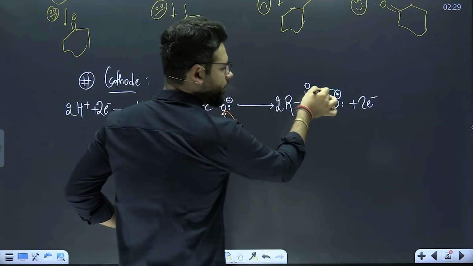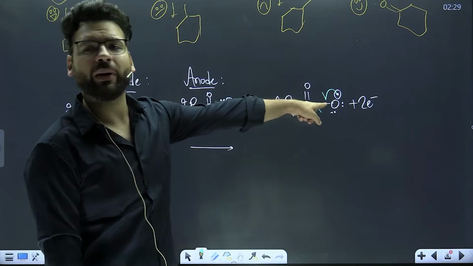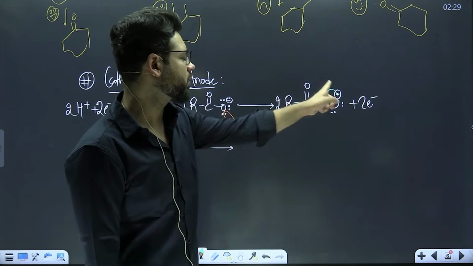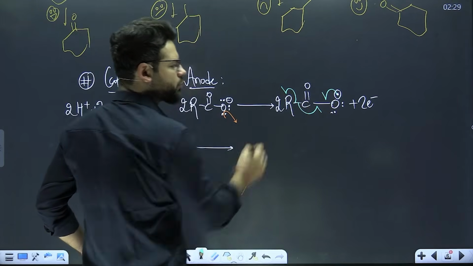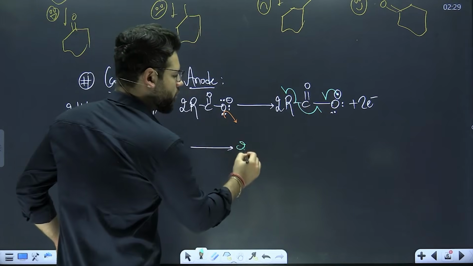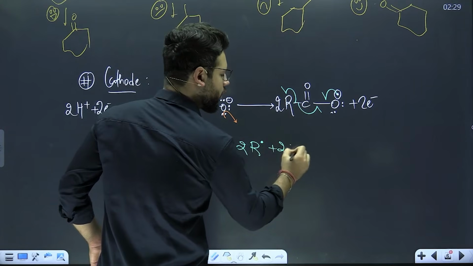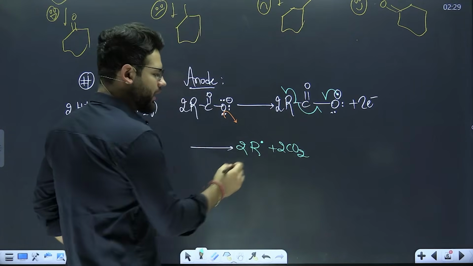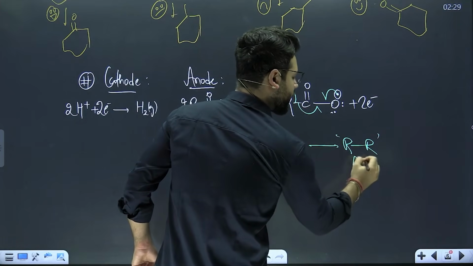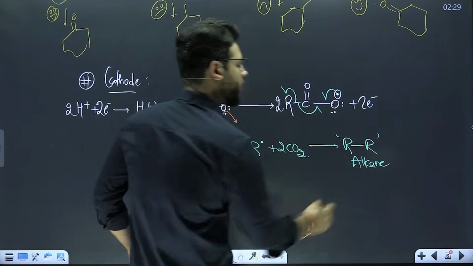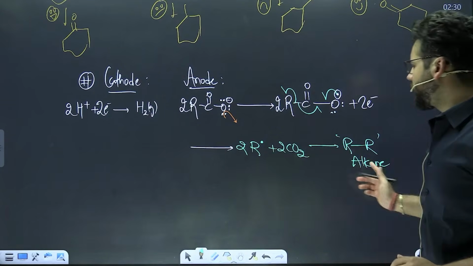Then this radical which is formed further releases CO2 gas. To become a pi bond, one pi bond is required, where one electron comes from here and one electron comes from this particular bond. One electron goes to R. So you get 2 moles of R radical and 2 moles of CO2 go out. And the R radicals join together to become the alkane. I hope it is clear to everyone. This is how the alkane gets formed.